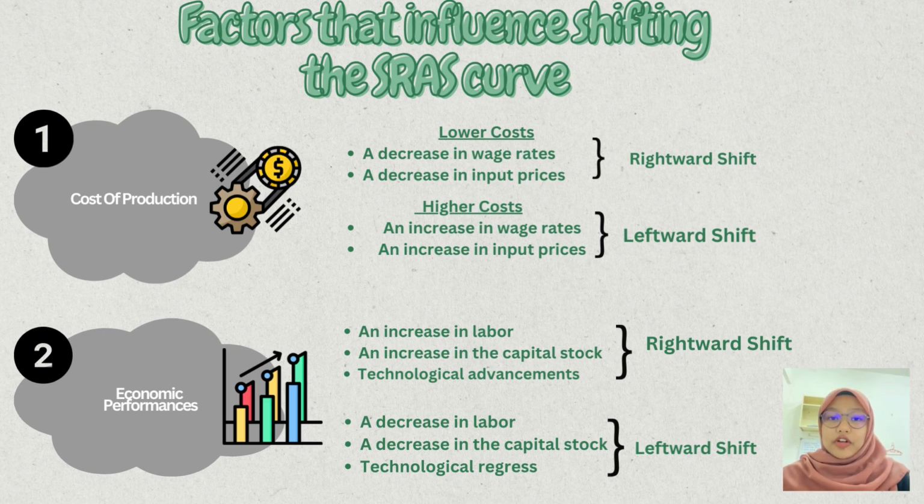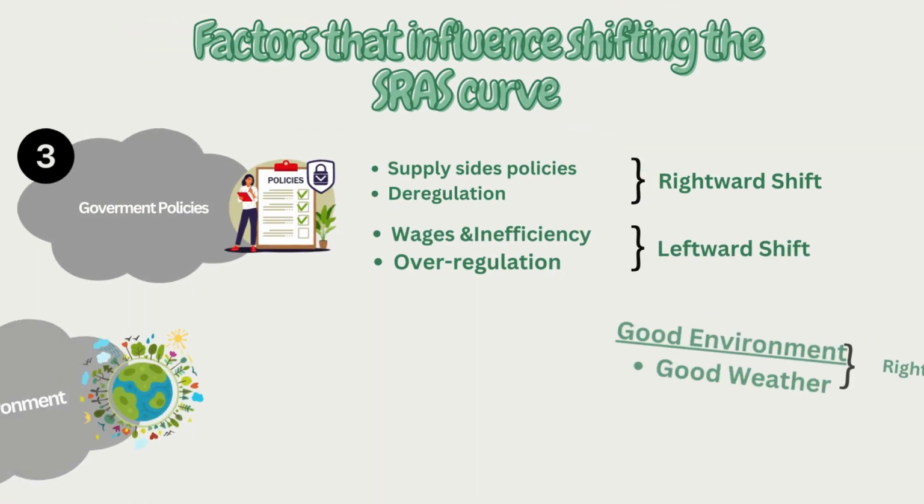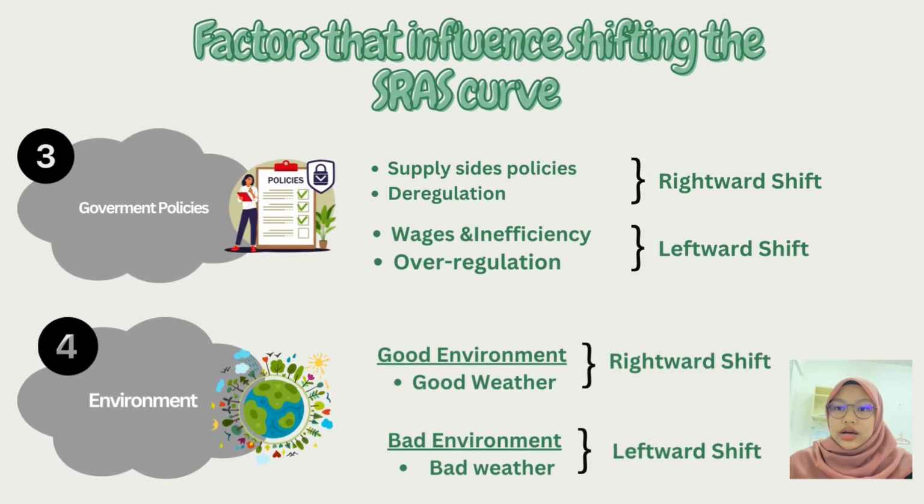Second is economic performance. When there is an increase in labor, capital, and technological advancement, the curve will shift to the right, while if the economy stays the same, the curve will shift to the left. Next is government policies. When supply side policies and deregulation happen, the curve will shift to the right, while if wage and efficiency problems and over-regulation happen, the curve will shift to the left.